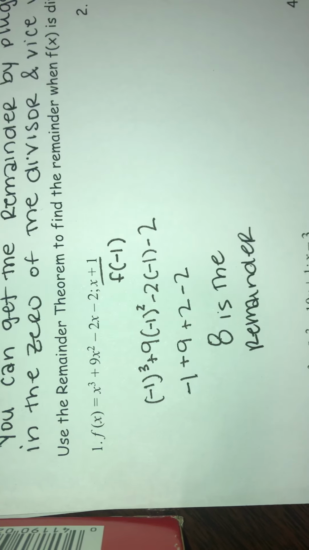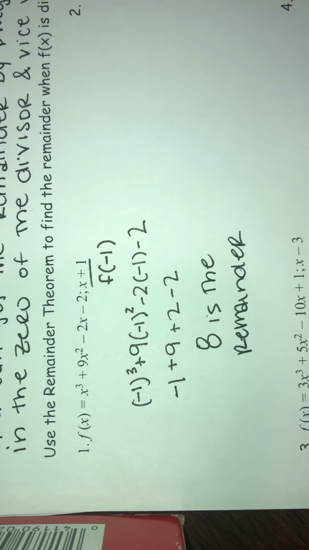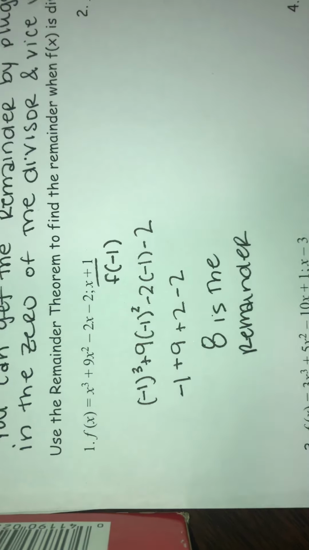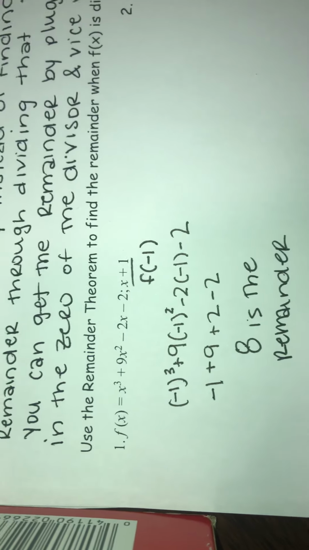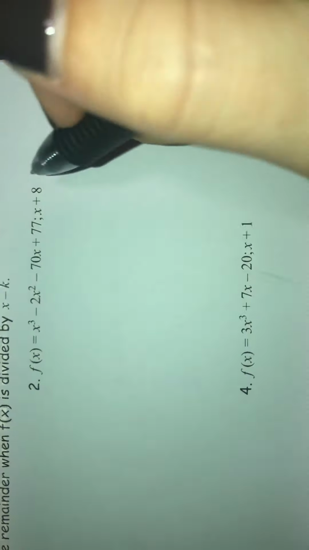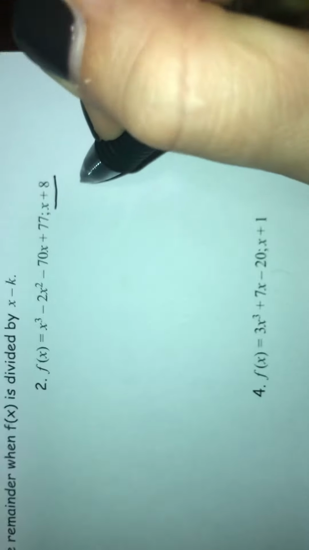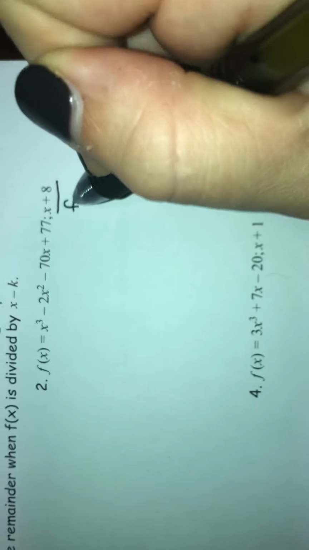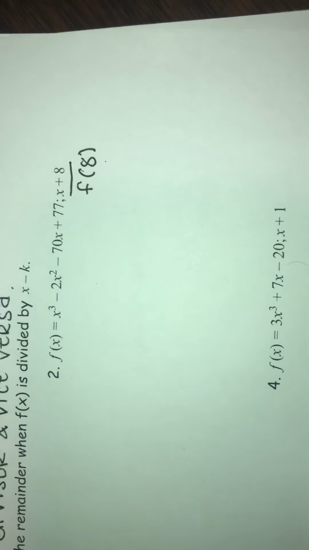That proves my theorem correct. So for questions 2, 3, and 4, you're going to do the same thing. You're just going to plug in to find the remainder instead of using synthetic division. In number 2, since the divisor is x plus 8, you are going to plug in -8 for all the x's. Number 3 and 4, I'm not going to tell you. You're going to have to do on your own.